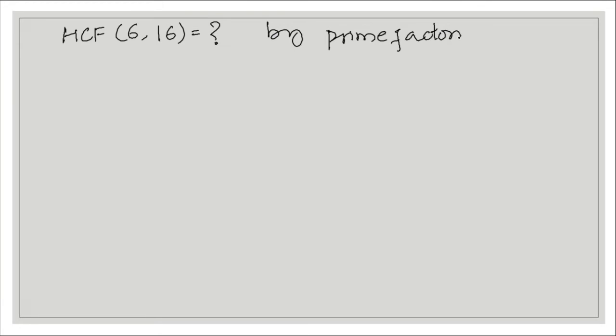Now I want you to solve simultaneously along with me. If there is a question that the highest common factor of 6 and 16 is to be found by the prime factorization method, how do we do that? You can also start writing 6 and 16, find the prime product.